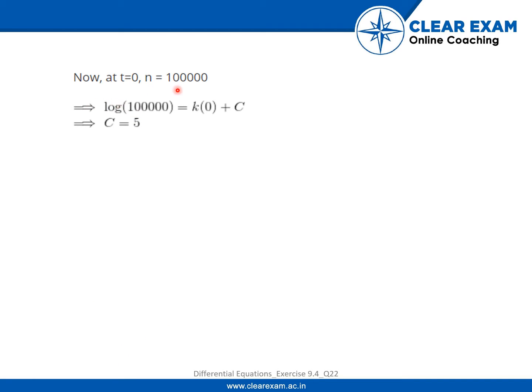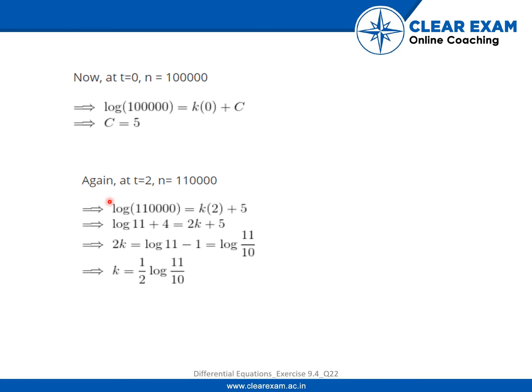At t is equal to 0, n is equal to 1 lakh. So log 1 lakh is equal to k into 0 plus c. So c's value is 5, because 1 lakh is 10 raised to 5. So 5 will come here.